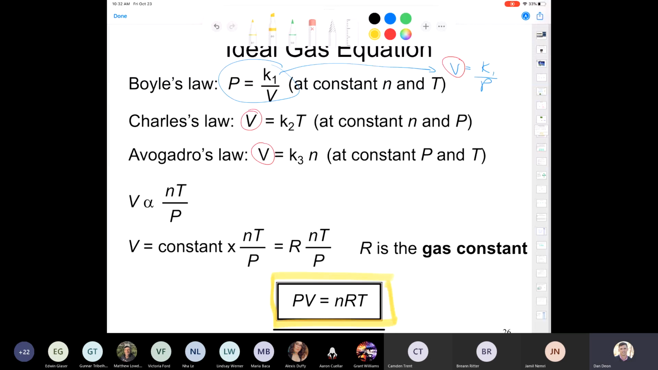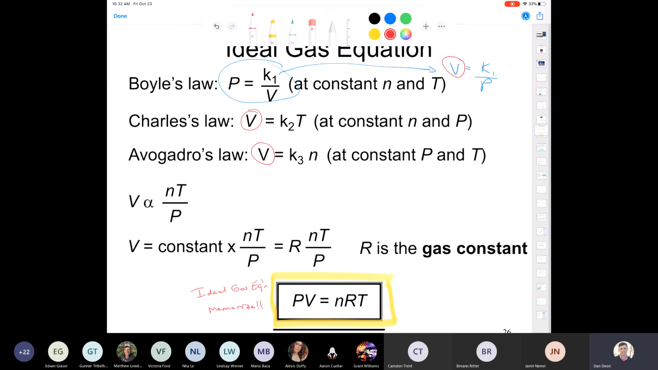Now, this equation will never be provided to you. You have to have what's called the ideal gas equation. So this is the ideal gas equation. You have to have this memorized. Memorize. Okay?